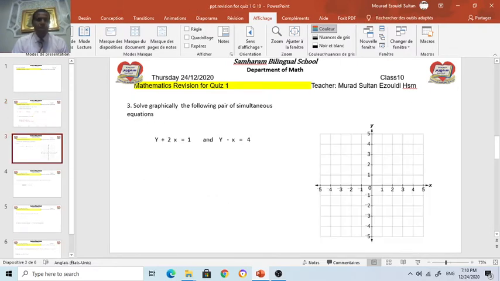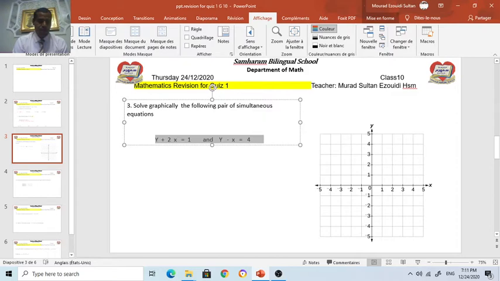The second question here: solve graphically the following pair of simultaneous equations. First of all, my learners, in order to solve this kind of equation and find the graphical solution on this graph, you should first find the y-intercept and the x-intercept of the first equation and of the second equation. Let's do this one by one. I'll copy this one.